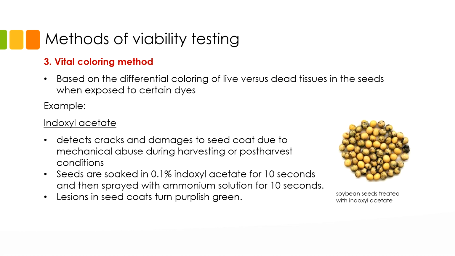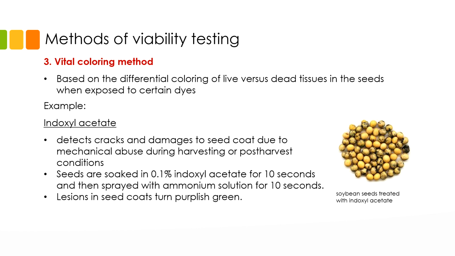Another method used to evaluate seed viability is the vital coloring method. This approach is based on the principle of differential staining, where live and dead tissues in the seed respond differently when exposed to certain dyes. Several examples of this method exist, each highlighting different aspects of seed quality.